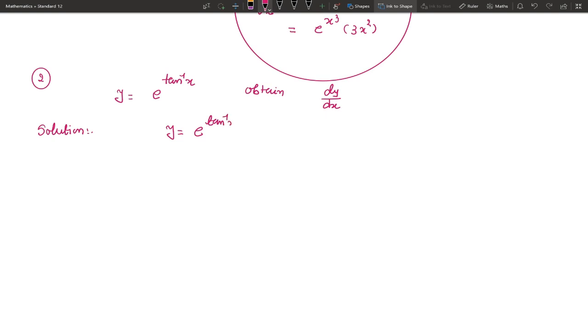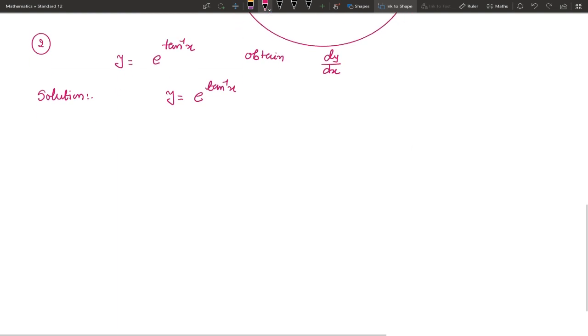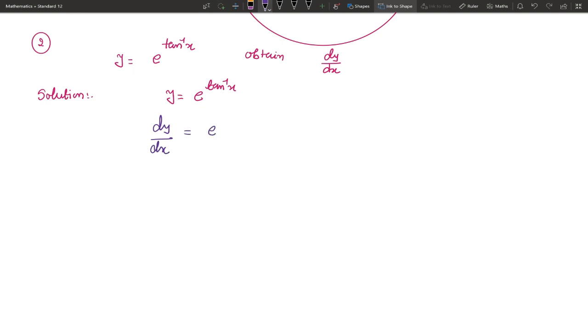So when we differentiate, first we have to use the derivative of e raised to x, which is e raised to x. So dy by dx is e raised to tan inverse x, because the derivative of e raised to x is e raised to x. But you can observe the power is not x, it is a function of x.